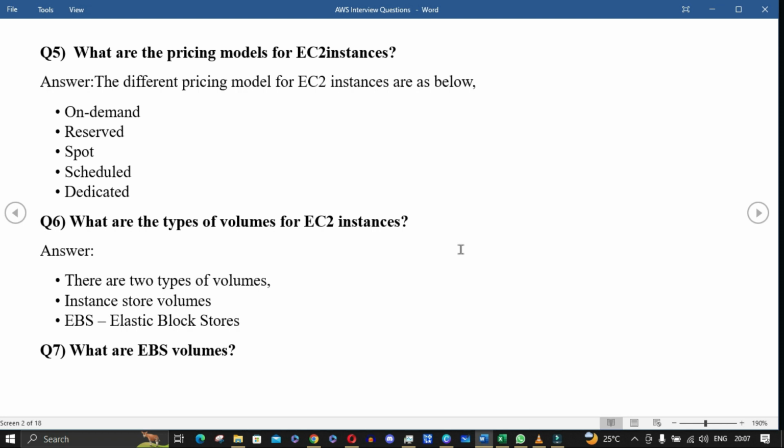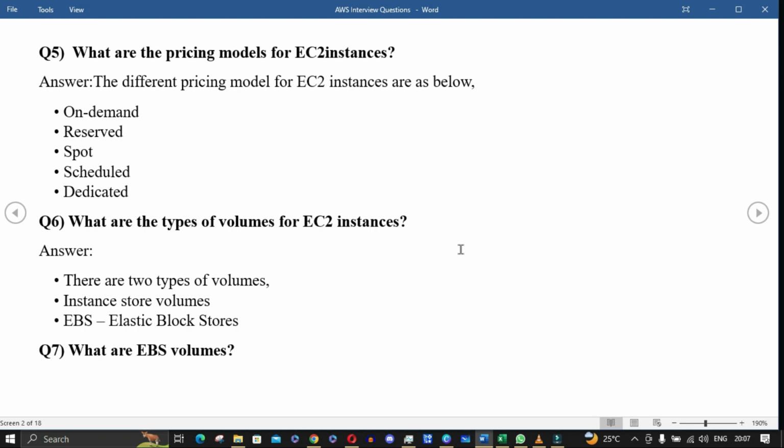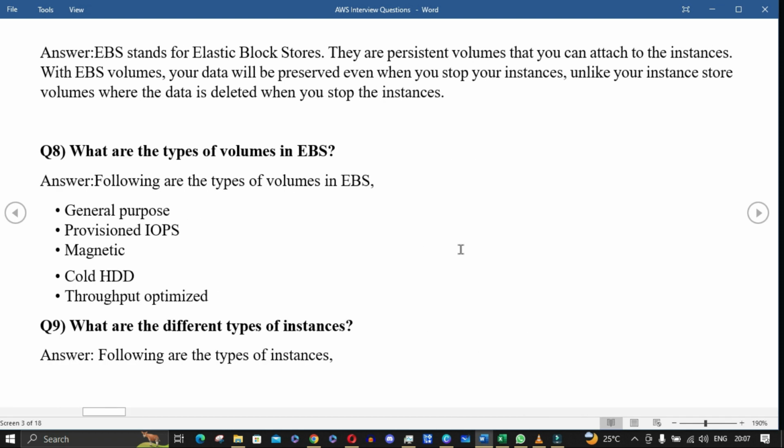Question number 7. What are EBS volumes? Answer. EBS stands for Elastic Block Store. They are persistent volumes that you can attach to the instance. With EBS volumes, your data will be preserved even when you stop your instances, unlike instance store volumes where the data is deleted when you stop the instances.